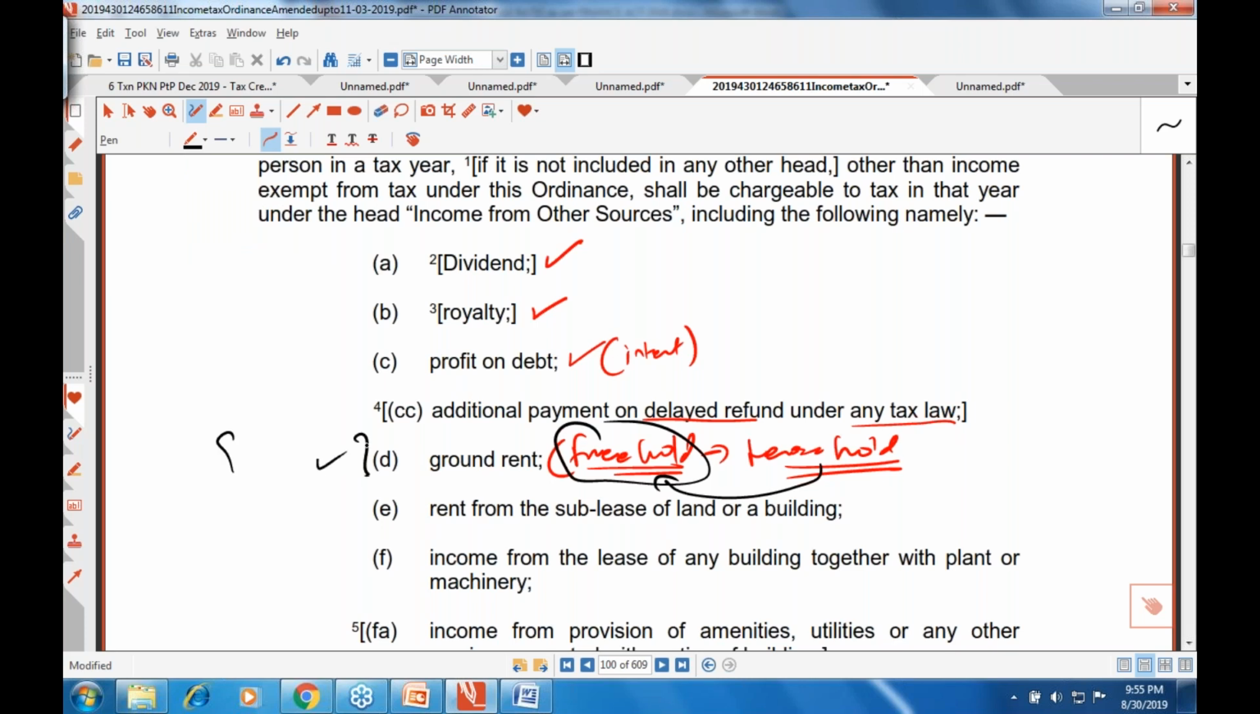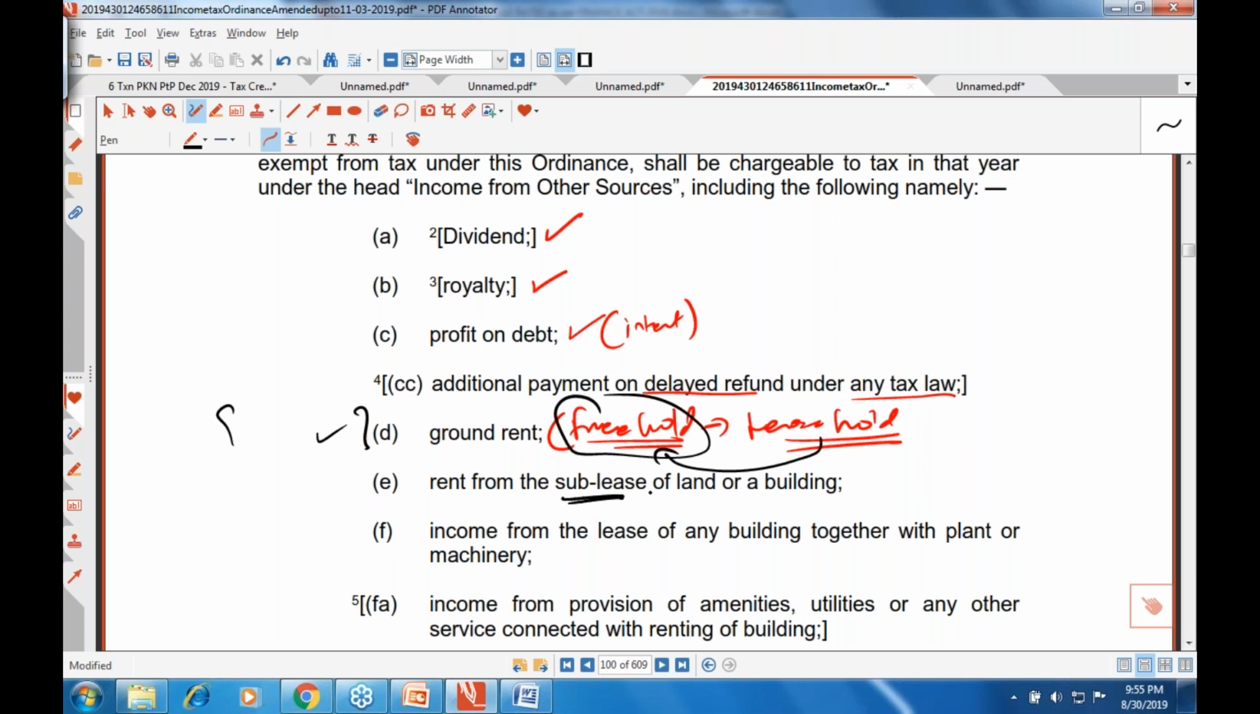So the ground rent is income from other source. Rent from sublease of land or building. If you own a property and if you lease it, then it's actually income from property. But if you don't own a property, you have obtained a property under a lease and you now sublease it, then that sublease rental is going to be considered as income from other source.